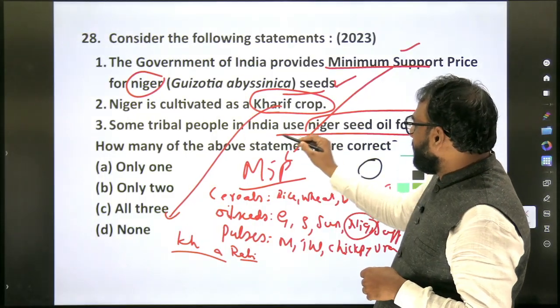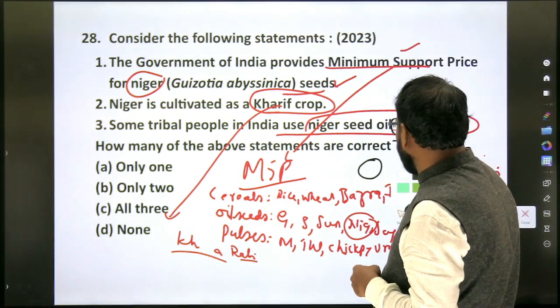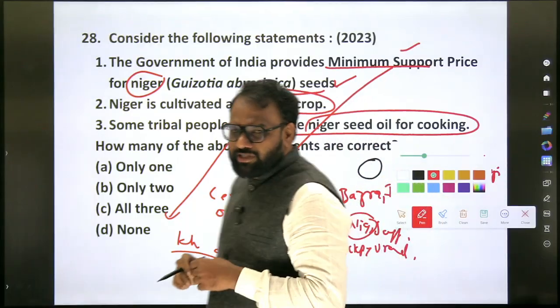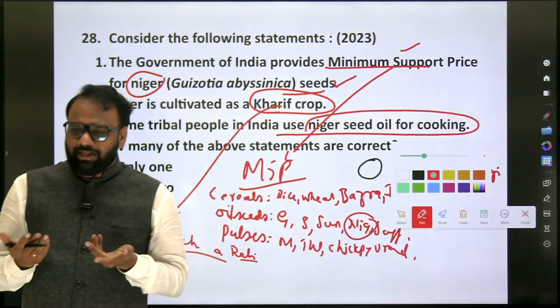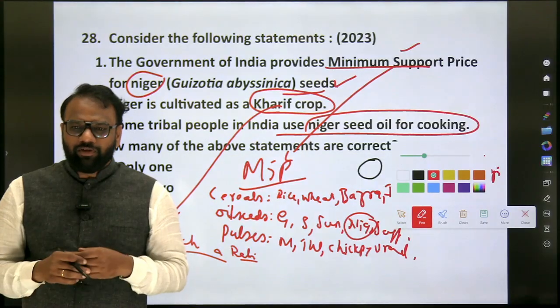Some tribal people in India use Niger seed oil for cooking. So they have mentioned some tribal people and Niger seed. Probably they may use it for cooking. So what is Niger?